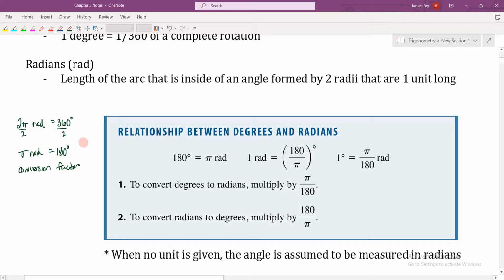Kind of talked about the comfort level that we have is probably with degrees, but radians are better within a lot of our calculations. They're just a little bit more natural than working with degrees.